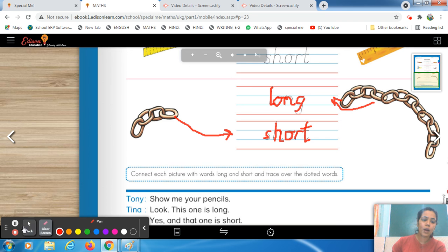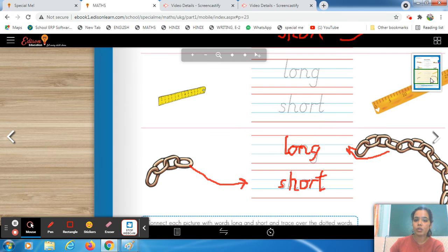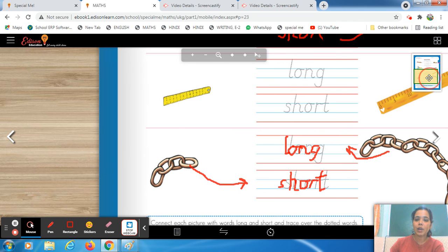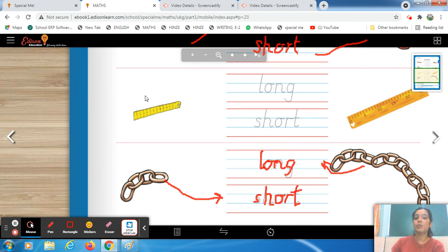Okay, now one thing is left, which is scale. So this one you have to tell me which one is long and which one is short. I'm waiting for you. Hurry up. ये आपको खुद से करना है. That's why I left it. Tell me which one is short scale and which one is long scale. First of all, connect it and then write it one by one. Okay?